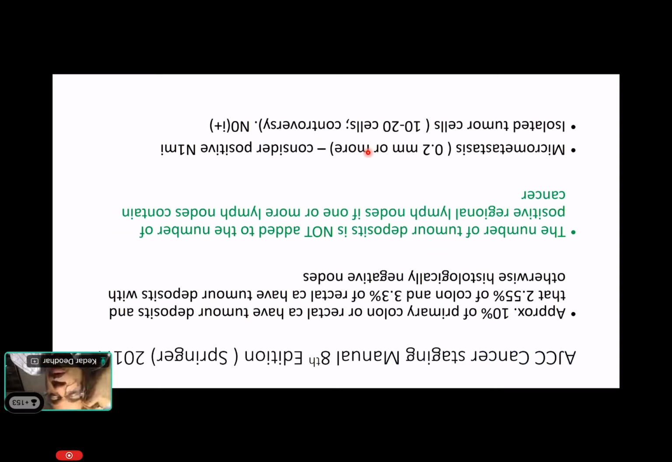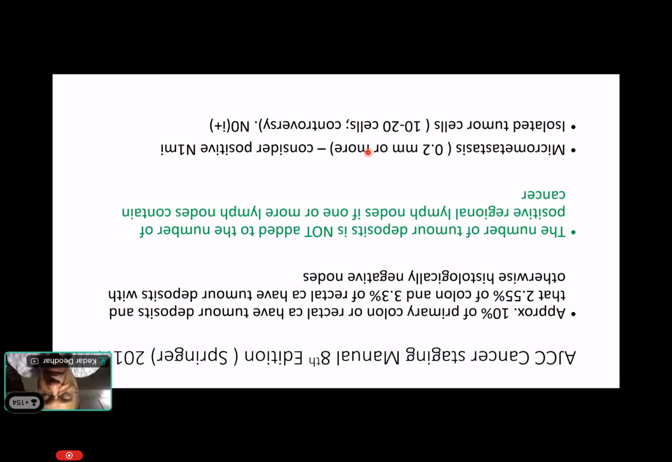The textbook tells us that approximately 10% of primary colon or rectal cancers have tumor deposits, and 2.5% of colonic and 3.3% of rectal cancers can have these tumor deposits. So tumor deposits are important. Textbooks give us that. We'll have maybe some discussion on that in question answers. The textbooks also tell us that the number of tumor deposits is not added to the number of positive regional lymph nodes if one or more lymph nodes contain cancer.